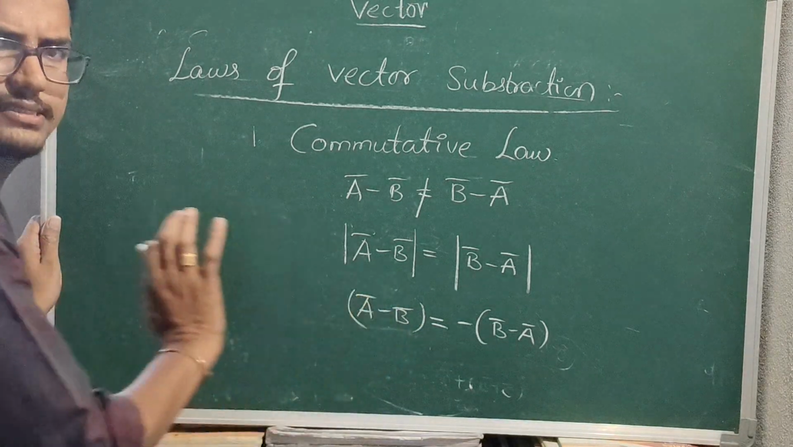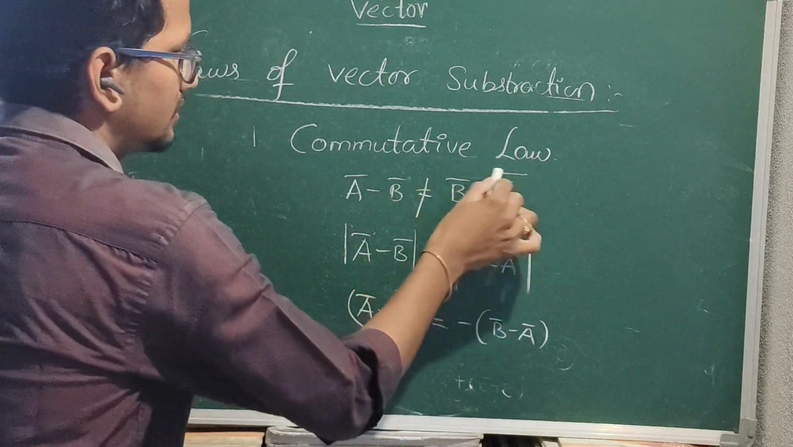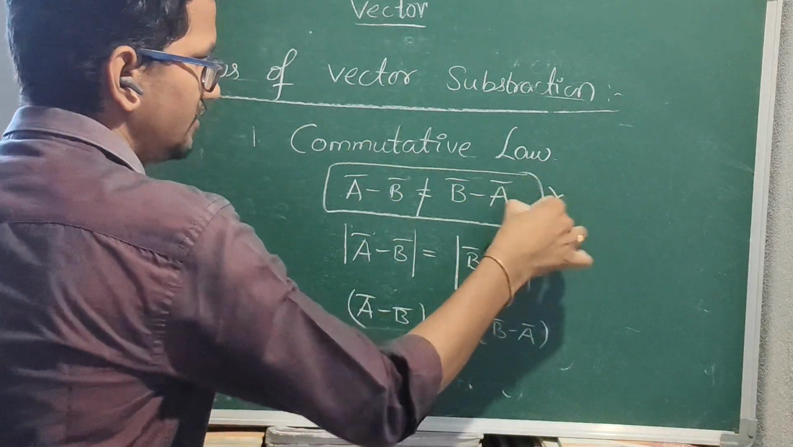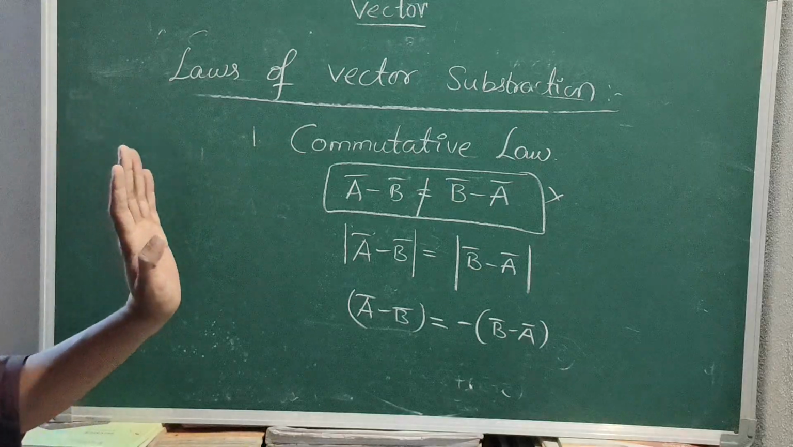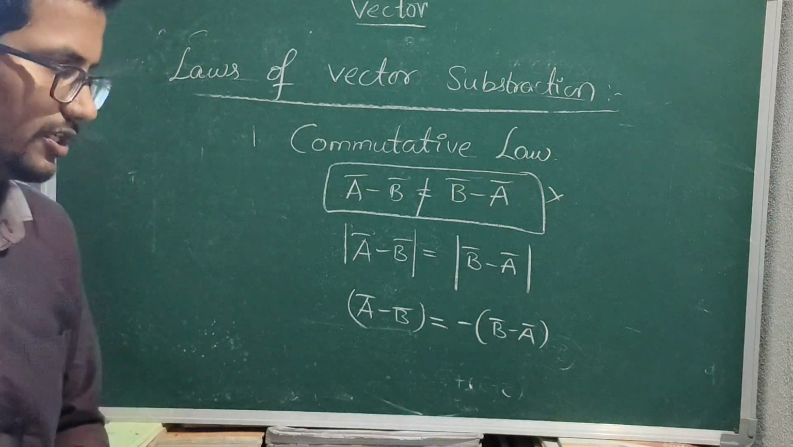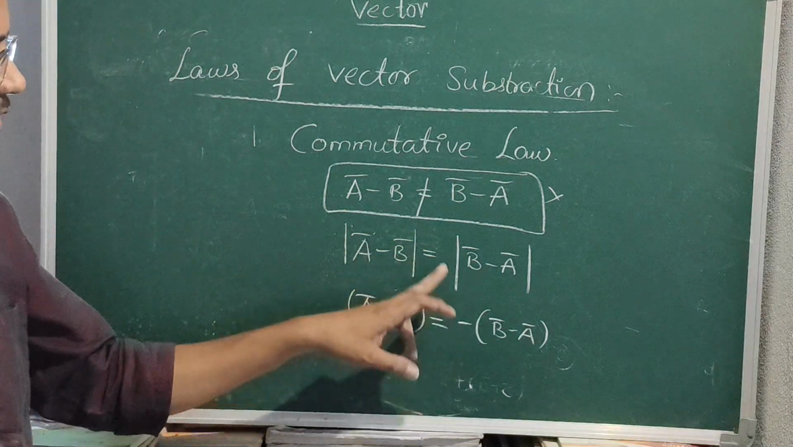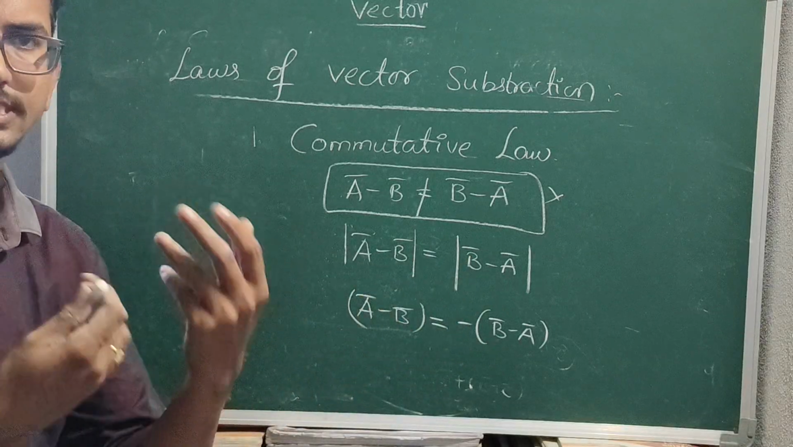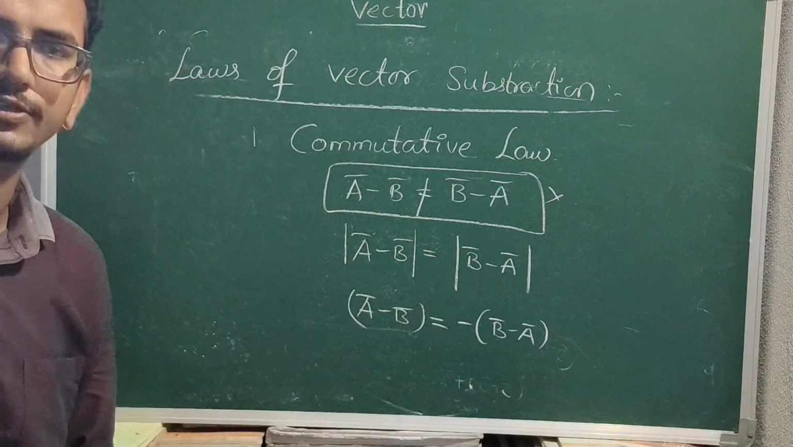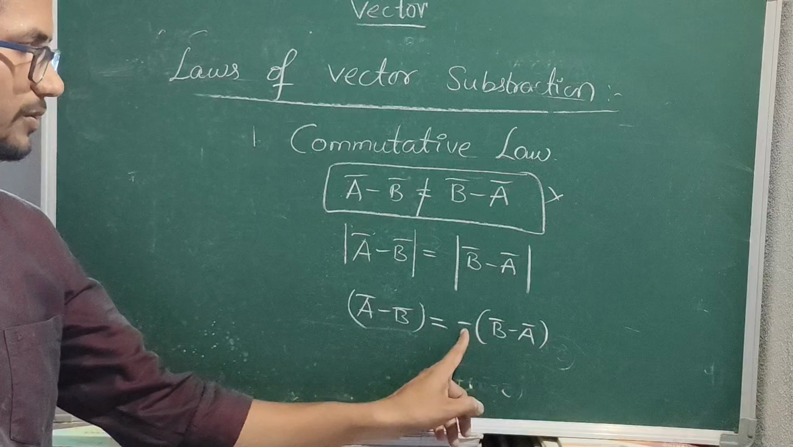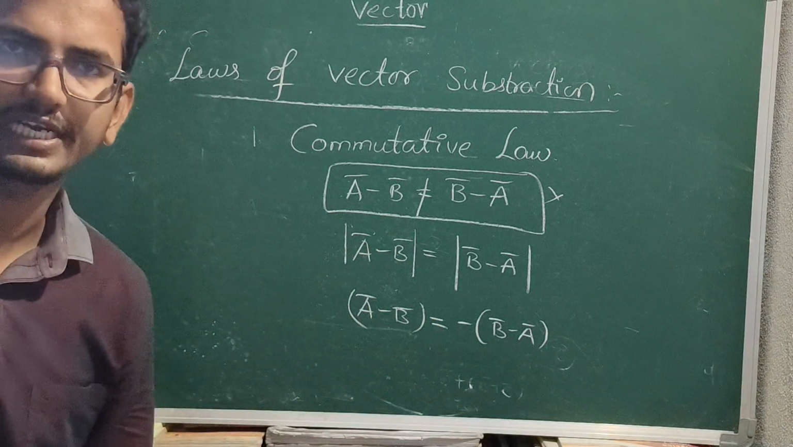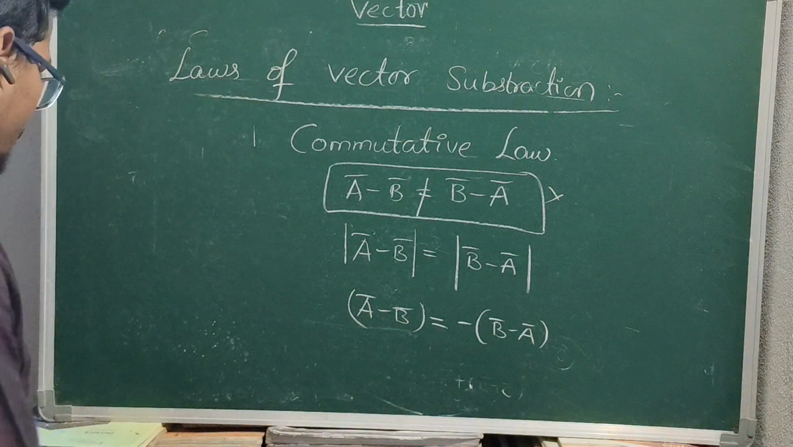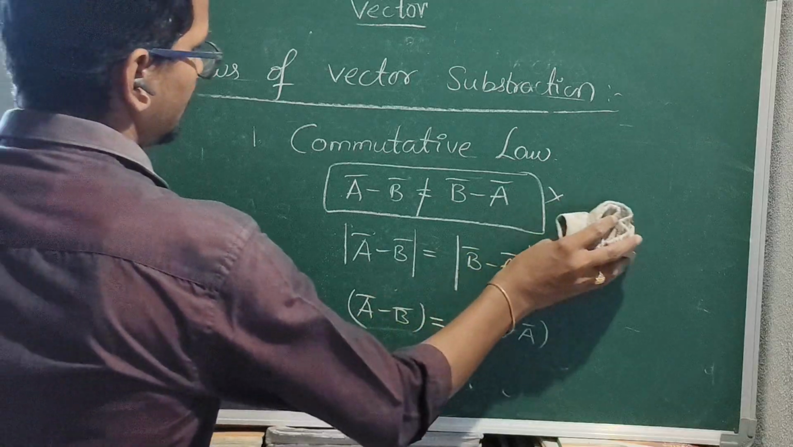In these cases it obeys. But actually, in the general case it does not obey. Yes or no? It does not obey the commutative law in vector subtraction. But in this way, it can obey. Magnitude means only the same, that's why we can write the modulus. And the direction is opposite, that's why we keep the minus. It is also right. Okay. That is the commutative law. Next one.